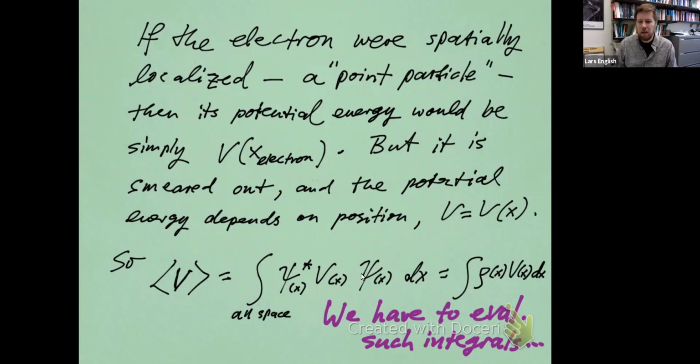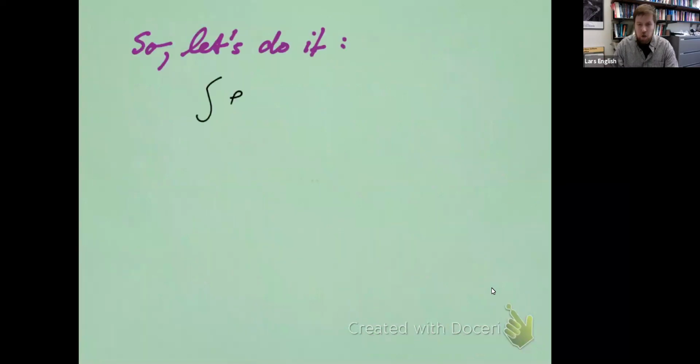We left off last time deciding that we had to evaluate an integral of this form here, the integral of rho of x times V of x, rho being the probability density of the electron. We said that was necessary because the electron is not a point particle in this framework. It is smeared out, and so it samples over multiple potential energy points. So that's the integral we have to do. So let's do it.